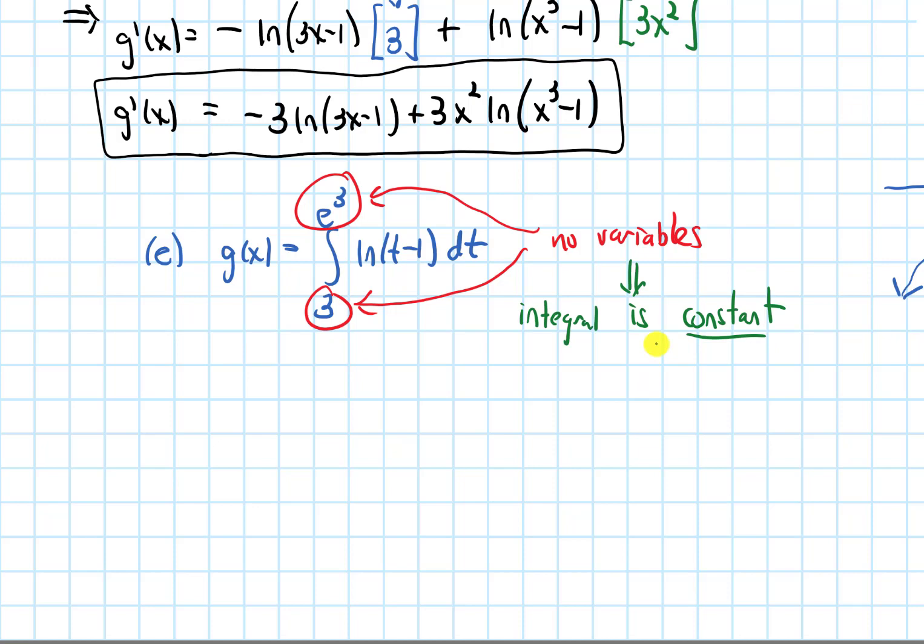So because we're taking the derivative, that means we are just taking the derivative of a constant. But the derivative of a constant is just 0. And that's my answer.